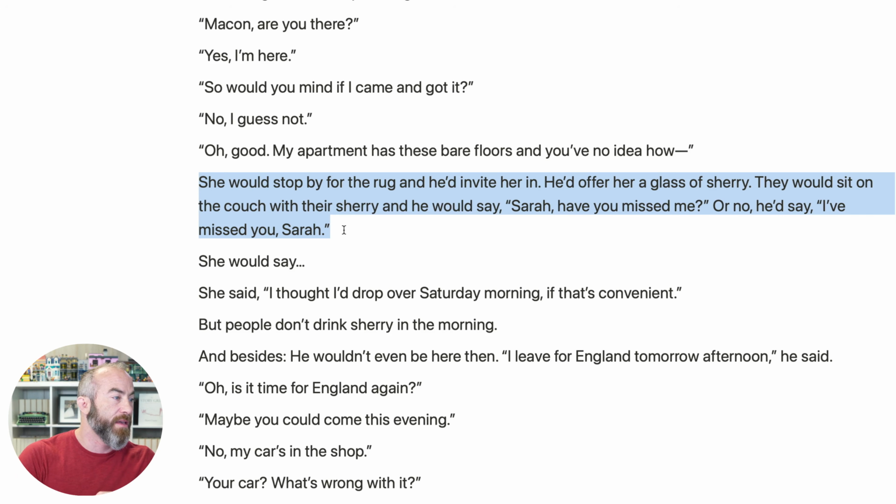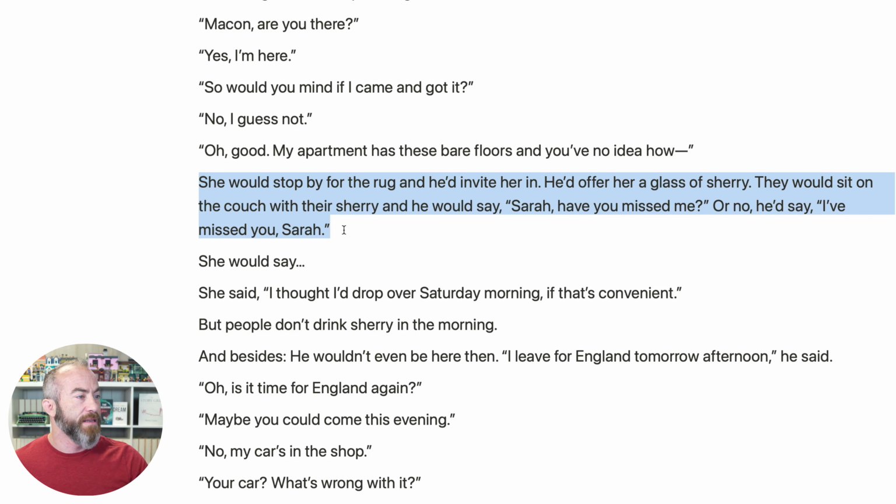They would sit on the couch with their sherry and he would say, "Sarah, have you missed me?" Or no, he'd say, "I've missed you, Sarah." She would say, and then she said, "I thought I'd drop over Saturday morning," and we're back into the present because she started talking again on the phone and interrupted his thoughts.